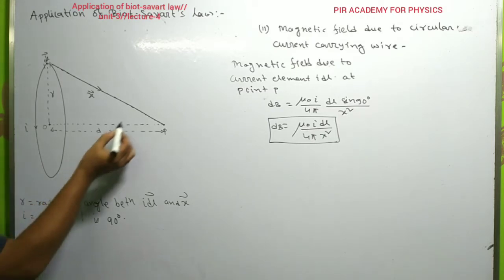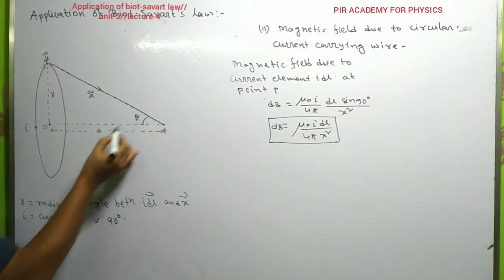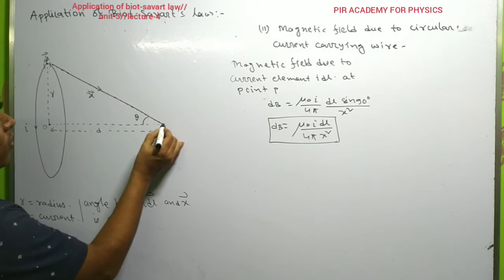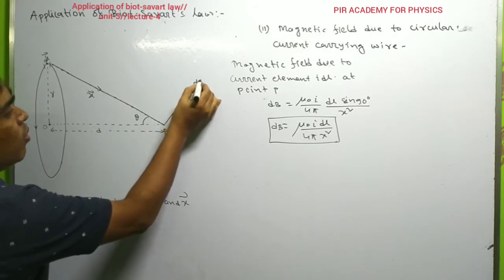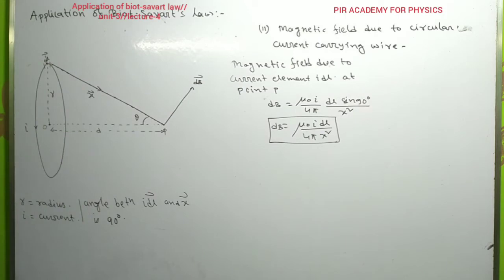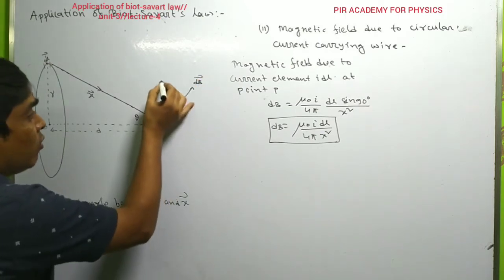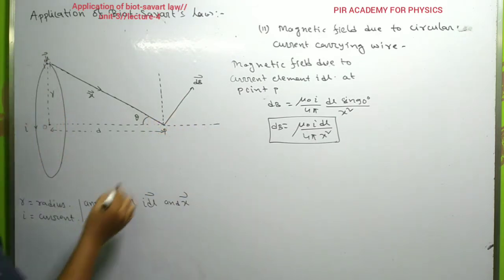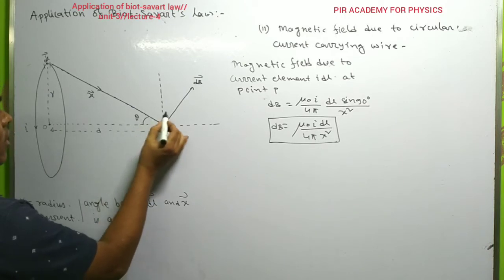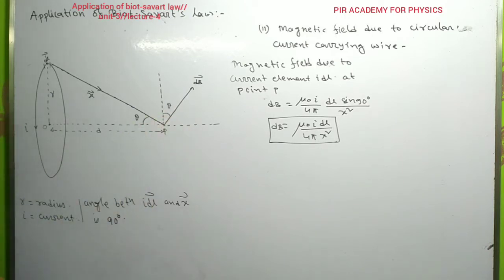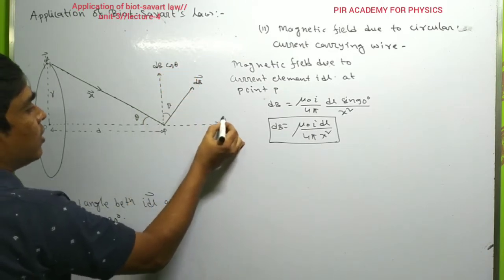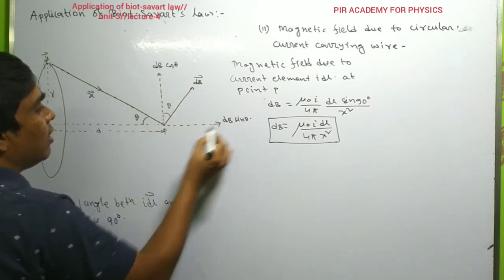Now the direction of this magnetic field will be along this direction, perpendicular to this plane. If I resolve this magnetic field into perpendicular directions, and this angle is theta, then this angle must also be theta. So along this direction it will be dB cos theta, and along this direction it will be dB sin theta.